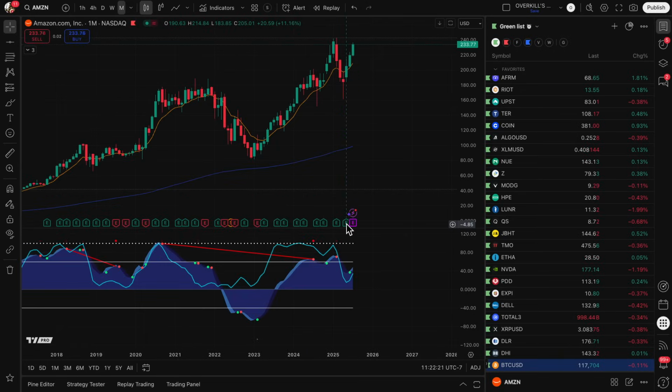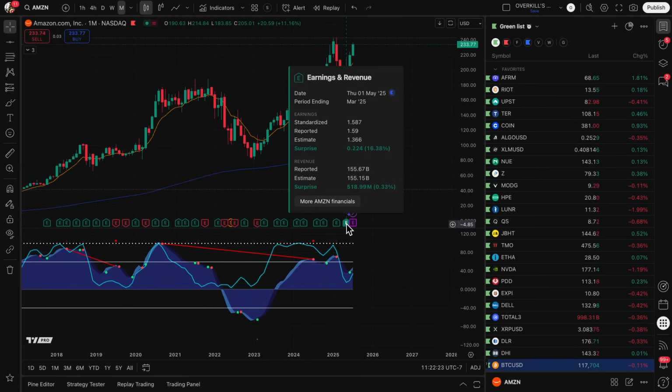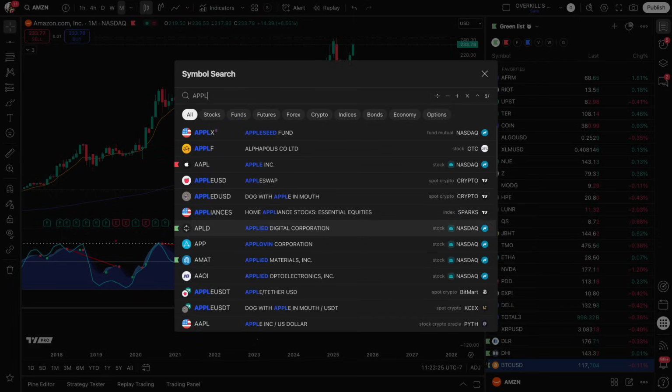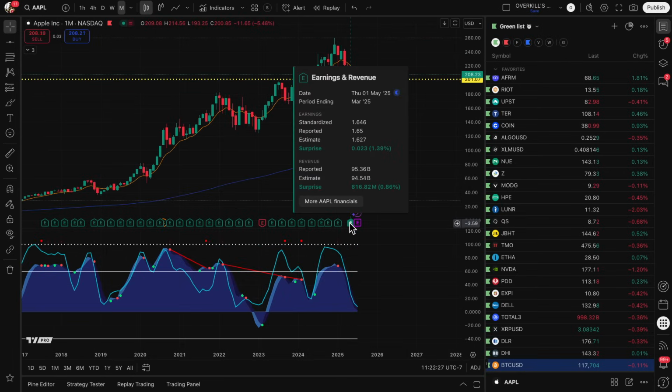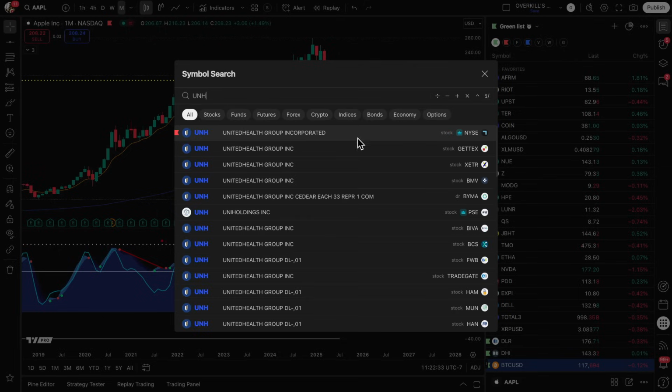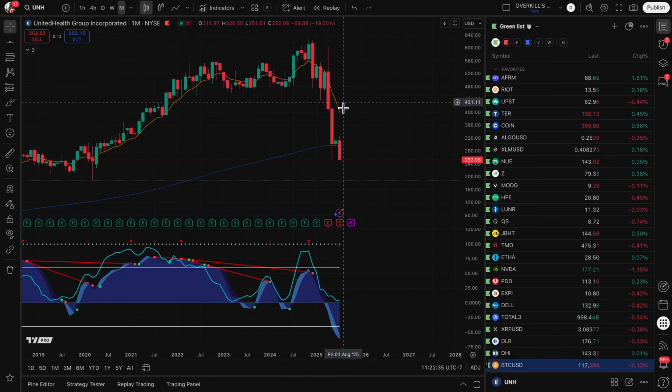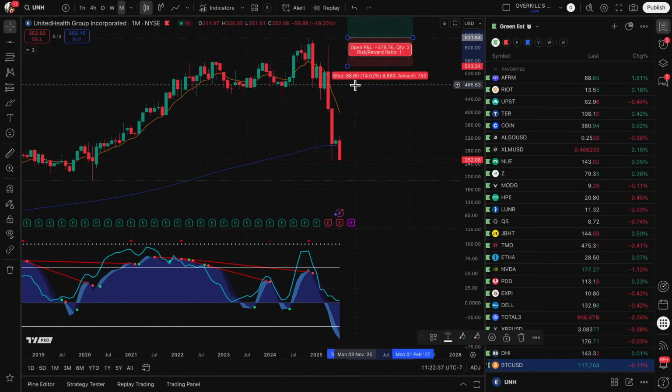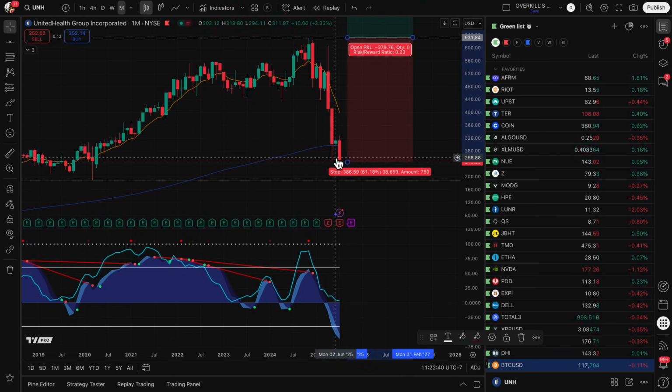How much revenue did Amazon report? 155. So they're right up there with Amazon, right? How much did Apple report? So they're bigger than Apple. They generate more revenue than Apple. And they're down a significant amount. I mean, this is an ugly, ugly drop, right? 60%.